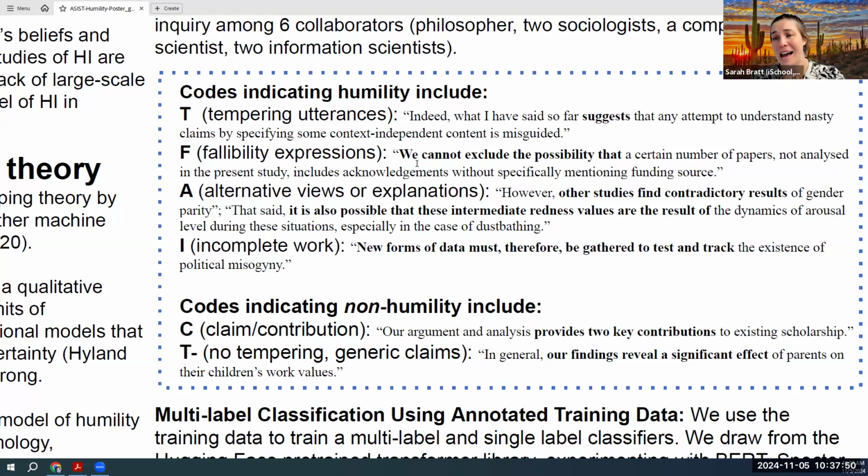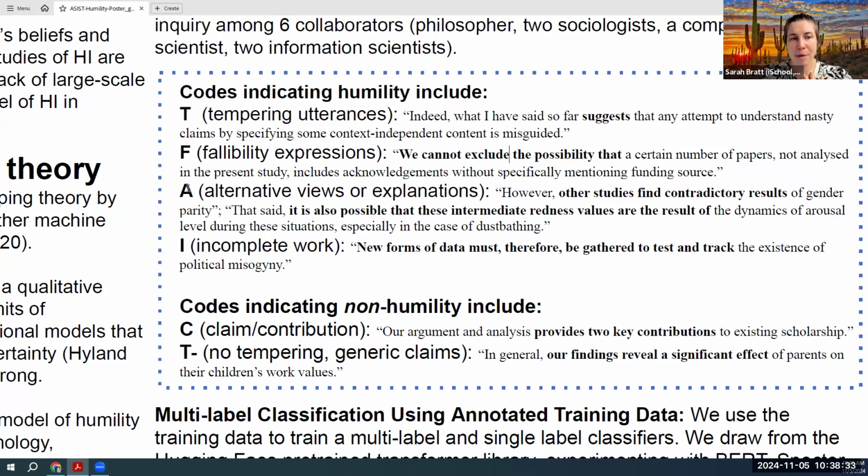The next code that we have is fallibility expressions. This is a very core aspect of the deductive framework. So we wanted to include this in the literature. Fallibility expressions are very central. So it says, "We cannot exclude the possibility that a certain number of papers not analyzed in the present study include acknowledgements without specifically mentioning funding source." So here they're saying, you know what? We don't know everything. It's possible that our analysis was not entirely comprehensive. There's a possibility that some of the papers include acknowledgements without mentioning the funding source. So we could be wrong, right? So that's what fallibility means, admitting that you're wrong, admitting that you're fallible.